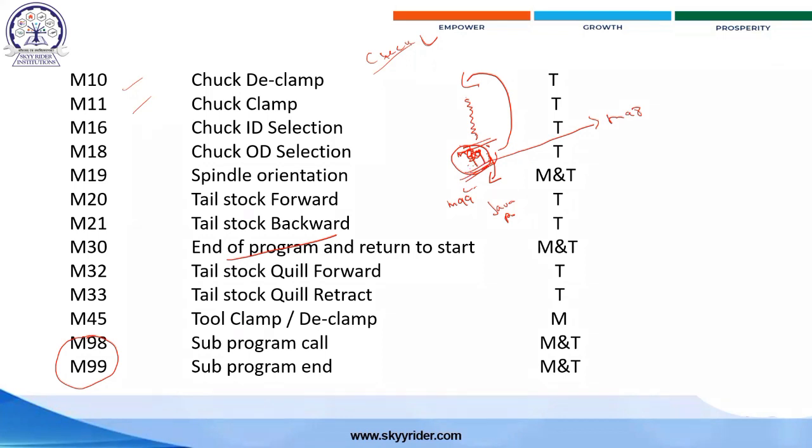Means where the M99 ends, there we write M98 and the program number. Then the machine will know that the same program can be run in the other program, and while running this program, that time this program will be performing. Got it?